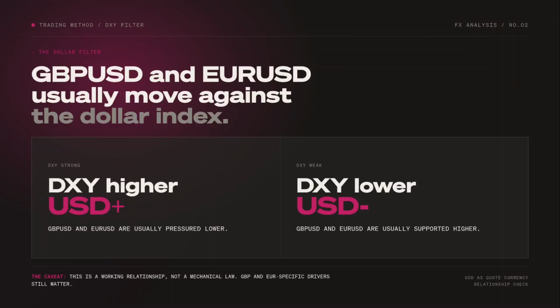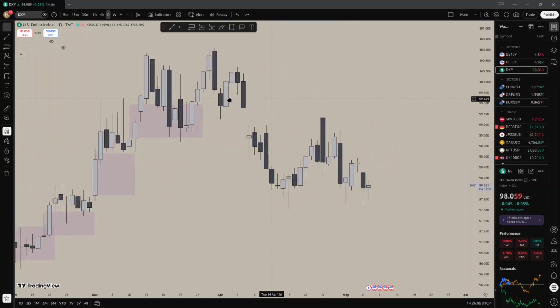The pound dollar and the euro dollar are inversely proportional to the DXY. So when the DXY is going up, it means pound dollar and euro dollar are heading lower. And if the DXY is heading down, it means pound dollar and euro dollar are heading higher. It's not perfect, but you get the general idea.